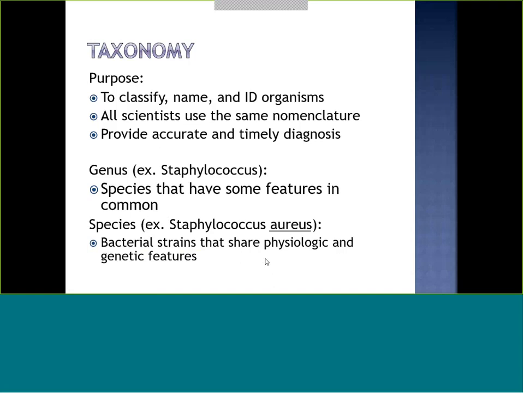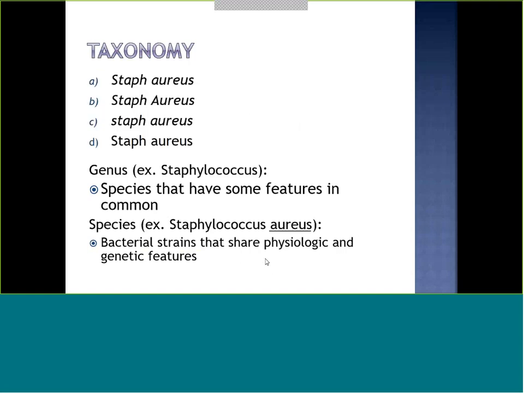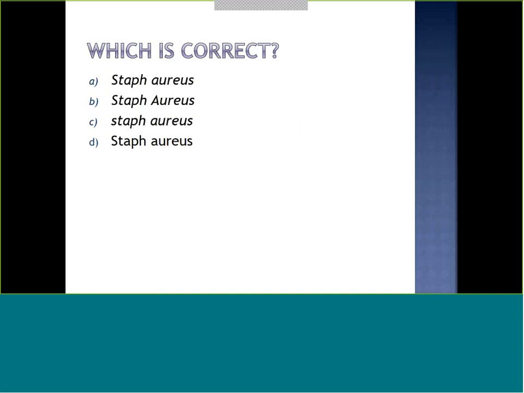All right, so with that being said, there is a proper way to always write the genus and species name. The genus is always capitalized, and then the species is always lowercase, and you would italicize both parts. So if we were to look at this question, which one is correct, we again want a capitalized genus, a lowercase species, and everything italicized. So in this case, letter A would be the correct format in which you would write out the bacterial name.